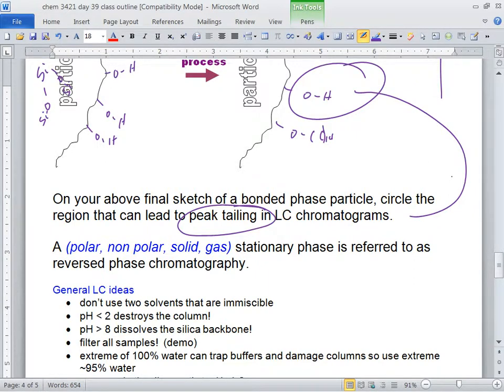A blank stationary phase is referred to as reversed phase chromatography. You'd probably guess which one, if you recall what normal was. If normal was polar, reversed is probably going to be nonpolar.